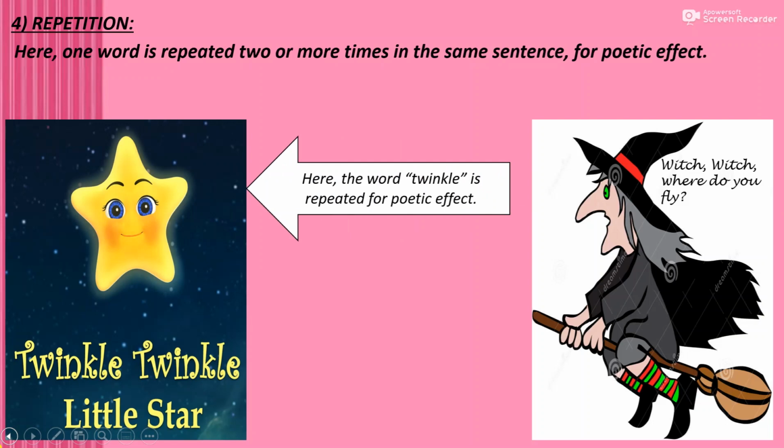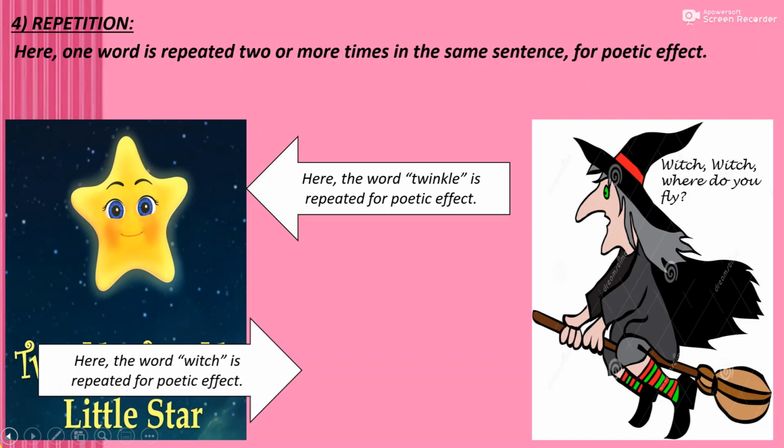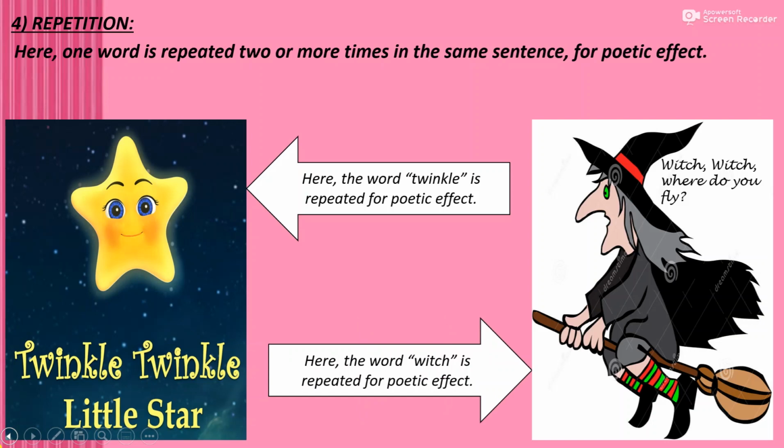In the first example, the word twinkle has been repeated twice for poetic effect. Since the entire word has been repeated 2 times, we say that this sentence is an example of repetition. Similarly, in the second example, again, the word which has been repeated 2 times for poetic effect. So when we have the same word which is repeated two or more times, the sentence is said to be repetition.